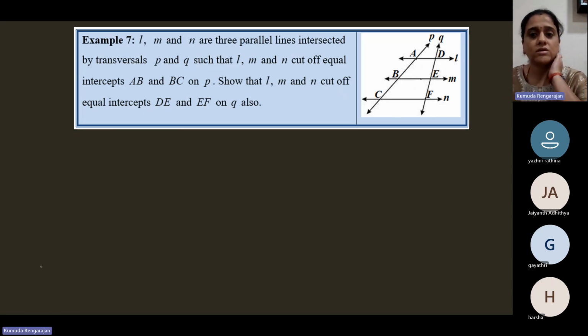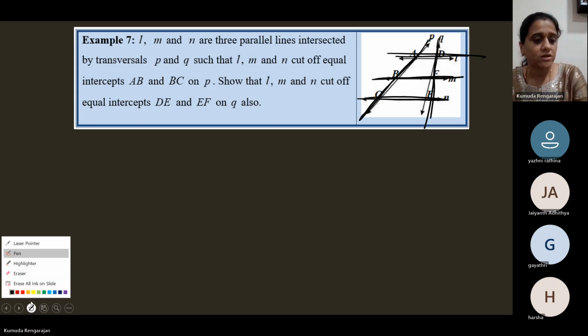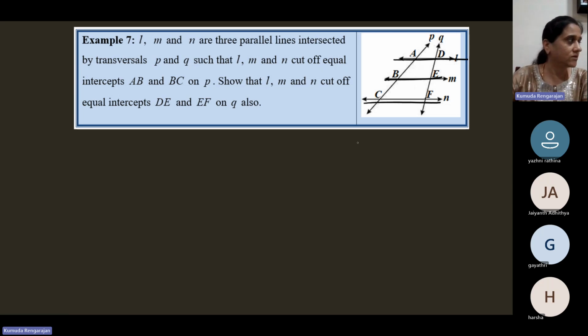So how do we do this? What is given? L, M, and N are three parallel lines intersected by two transversals P and Q. Now it's given that L, M, and N cut off equal intercepts on P. Meaning, what are the intercepts on P? AB and BC. They cut off equal intercepts. That means AB is equal to BC.